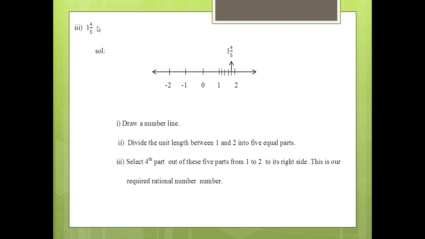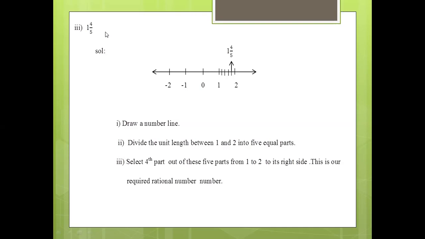The next part is already given in a mixed fraction. So no need to check whether this is proper or improper. It's automatically proper if it is given in a mixed fraction. So 1 whole 4 over 5. This shows that the number is between 1 and 2, after 1. 1 whole 4 over 5 shows that the number is after 1.